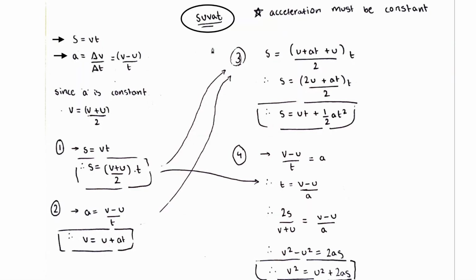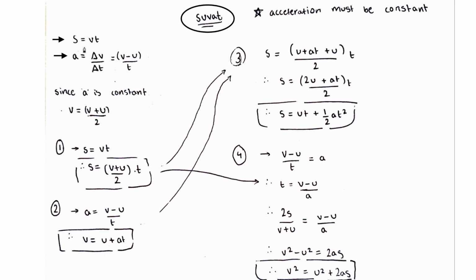So next we have to move on to SUVAT. How does SUVAT work? Well, S stands for displacement, U stands for initial velocity, V stands for velocity, A stands for acceleration, and T stands for time. So you'll just need to remember these. Whenever you're using SUVAT, you have to make sure that acceleration is constant, since that is one condition that has to be followed. Otherwise, these equations will not work.